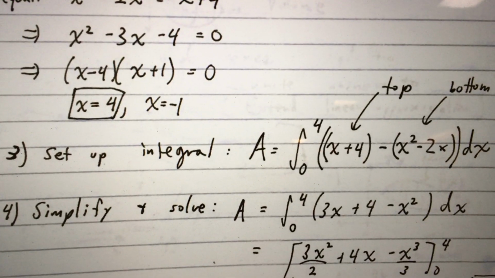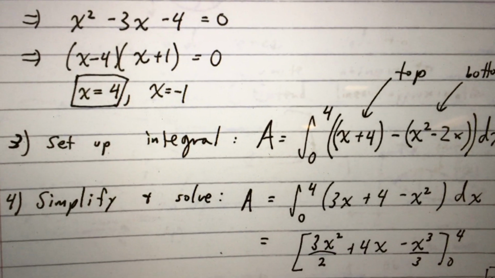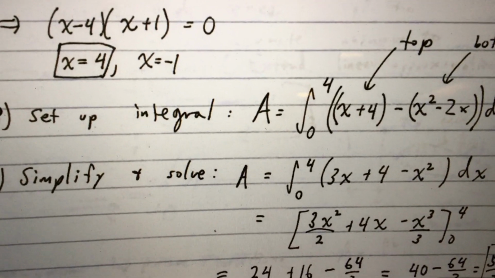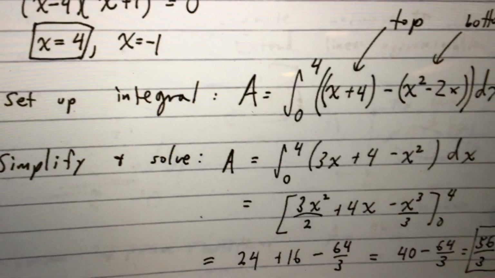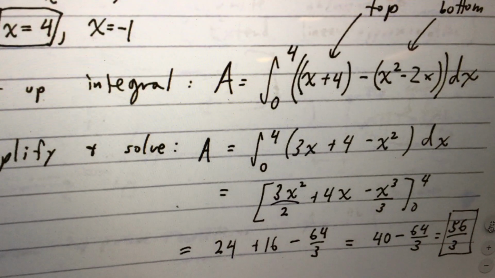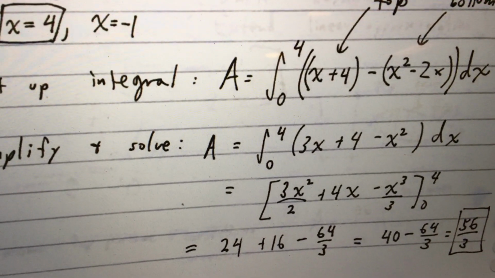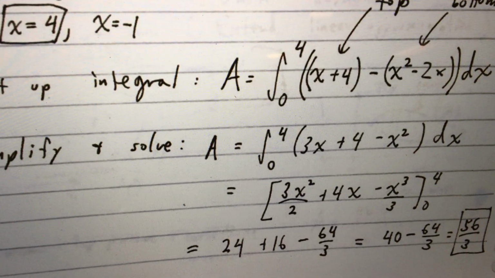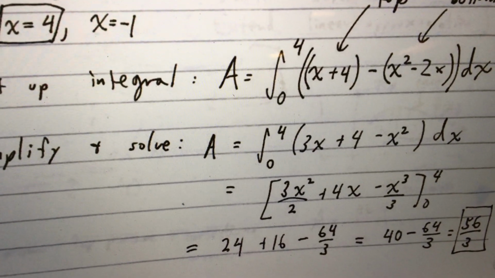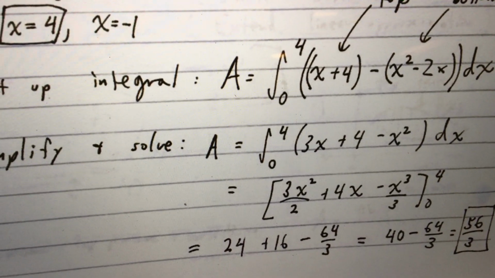There's the antiderivative, just all the raising and dividing. And then I plug in the 4 and the 0. I get 24 plus 16 minus 64 thirds. And I could work it by hand or on a calculator and get the fraction 56 thirds as the final answer.